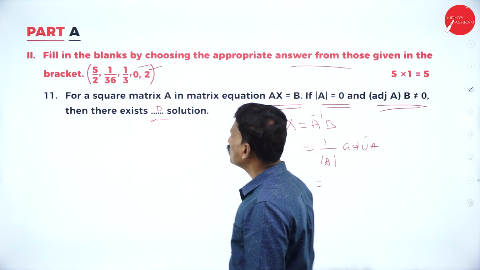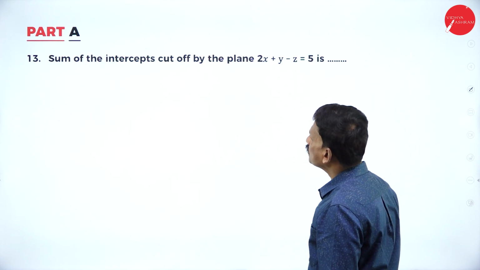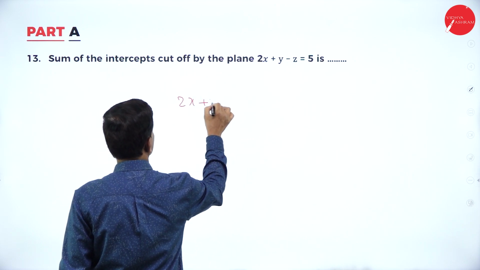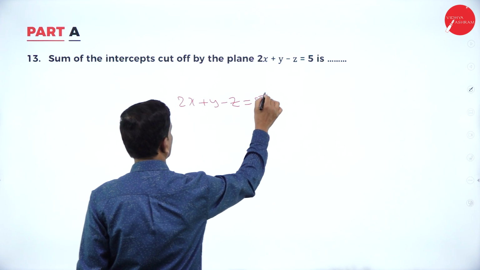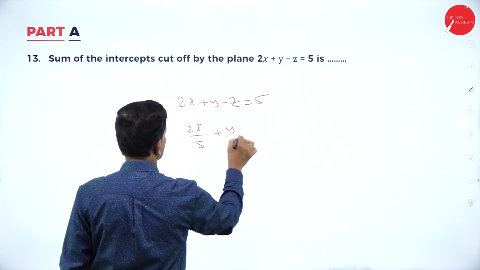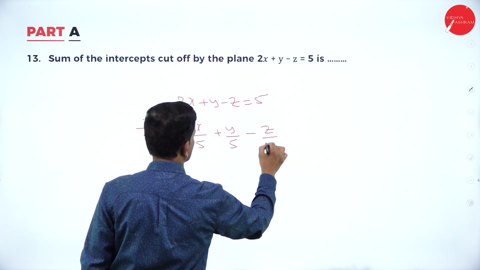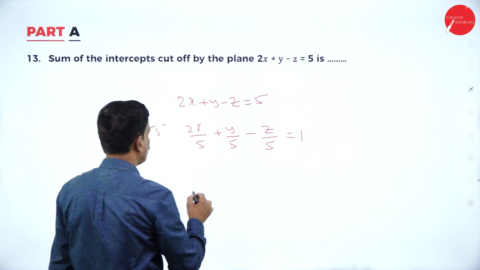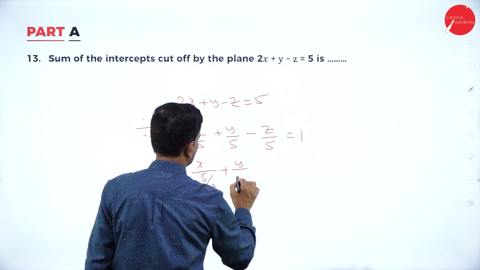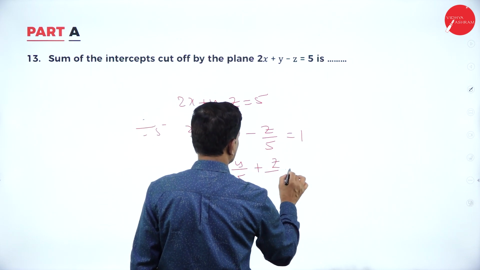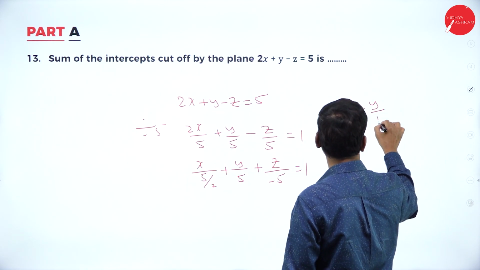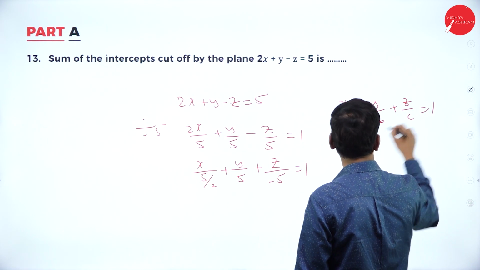The order is 2. Next, sum of the intercepts cut by the plane. So what is the equation given? 2x plus y minus z is equal to 5. Divide by 5. If you divide by 5, 2x by 5 plus y by 5 minus z divided by 5 is equal to 5 by 5, which is 1. Bring this to the denominator. This becomes x by (5 by 2) plus y by 5 plus z divided by minus 5 is equal to 1. You know what is the formula for intercepts? x by a plus y by b plus z by c is equal to 1.